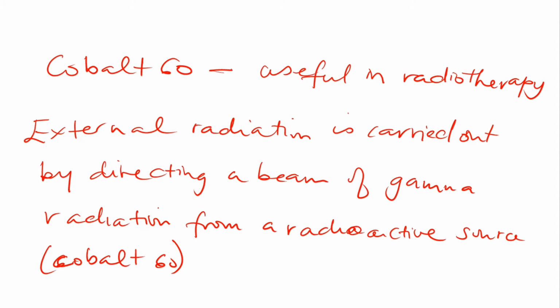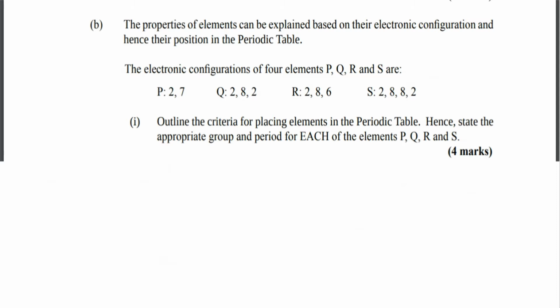Okay, all right, so let's go on to the next question. The properties of elements can be explained based on their electronic configuration and hence their position in the periodic table. The electronic configurations of four elements P, Q, R, and S are as follows. P is 2,7; Q 2,8,2; R 2,8,6; S 2,8,8,2. Outline the criteria for placing elements in the periodic table, hence state the appropriate group and period for each of the elements P, Q, R, and S.